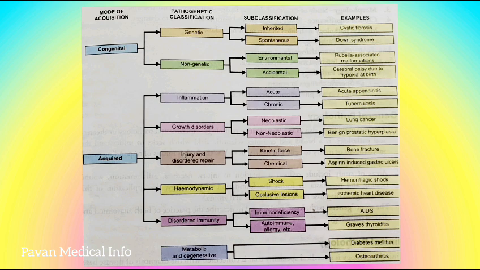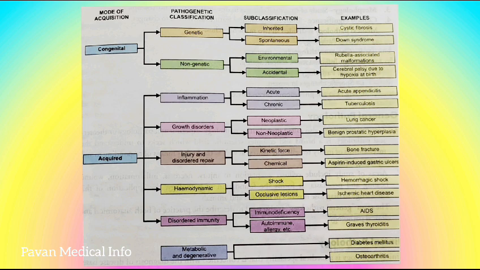Let us discuss the first one, the mode of acquisition, that is congenital. When you go to the second one, that is pathogenic classification, first one will be genetic and the second one will be non-genetic. So congenital will be discussed in two headings. One will be genetic, the other one will be non-genetic. When you come for the genetic, you have two subclassifications. First one is inherited, the second one is spontaneous.